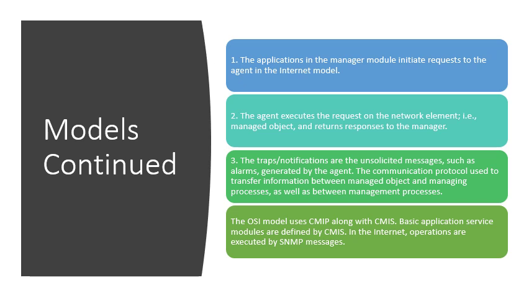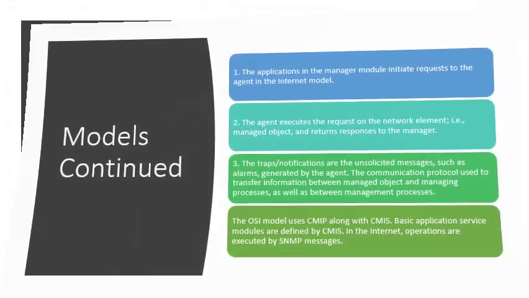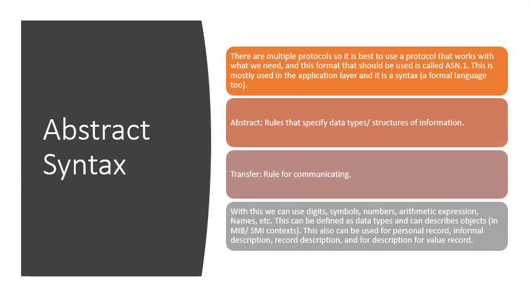The OSI model used CMIP along with CMIS, basic application service modules, to define by CMIS, and the internet operations are executed by the SNMP messages. There are multiple protocols, so it is best to use a protocol that works with what we need. The format that should be used is called ASN.1. This is mostly used in the application layer, and it is a syntax, a formal language too.